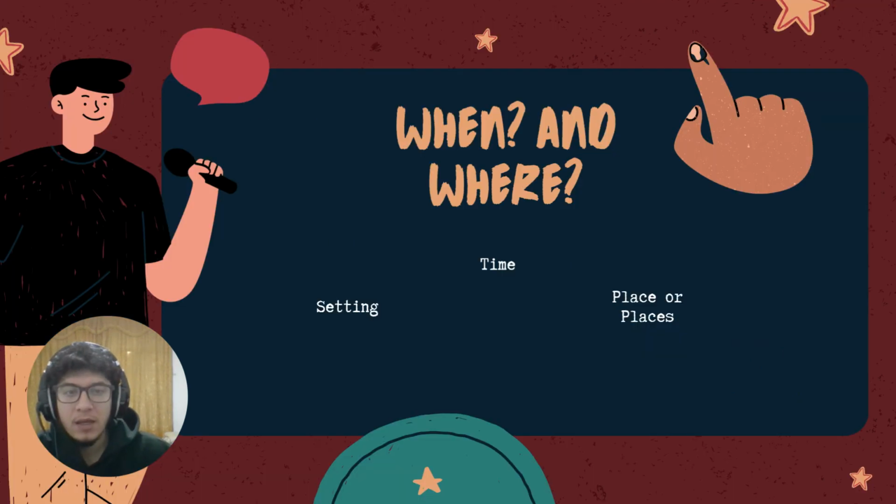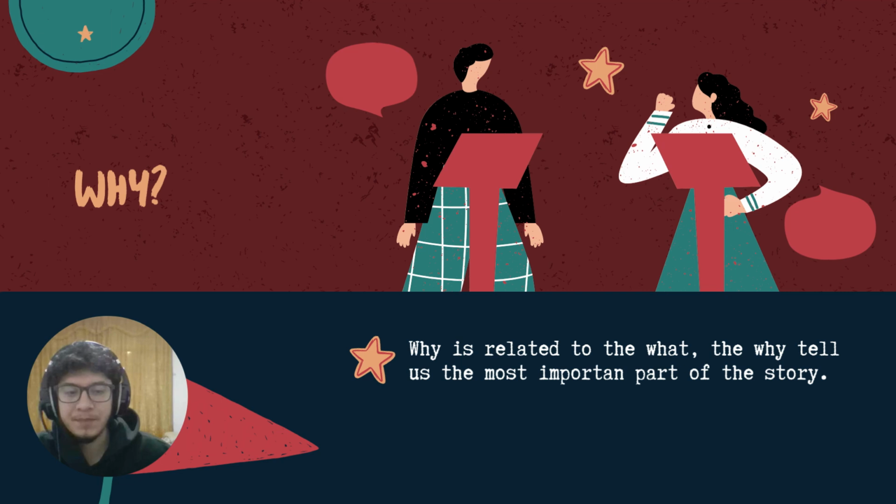story. When and where. When is going to answer two things: the setting and the time. The time could be the season, a specific hour, or a specific part of the day. Where is going to answer the place or places where things happen in the story or the text that we are summarizing.